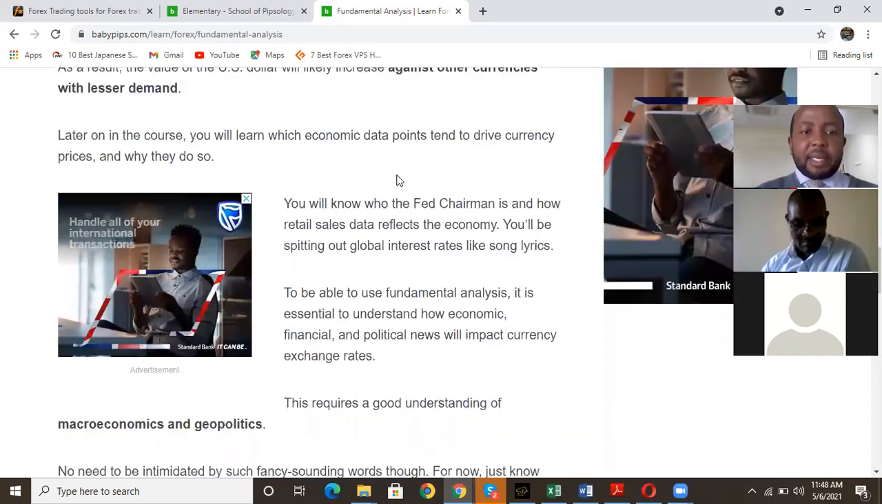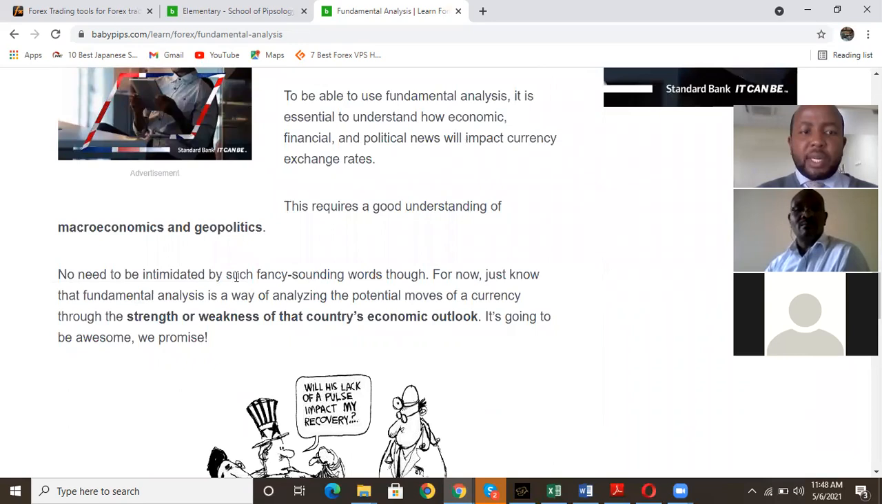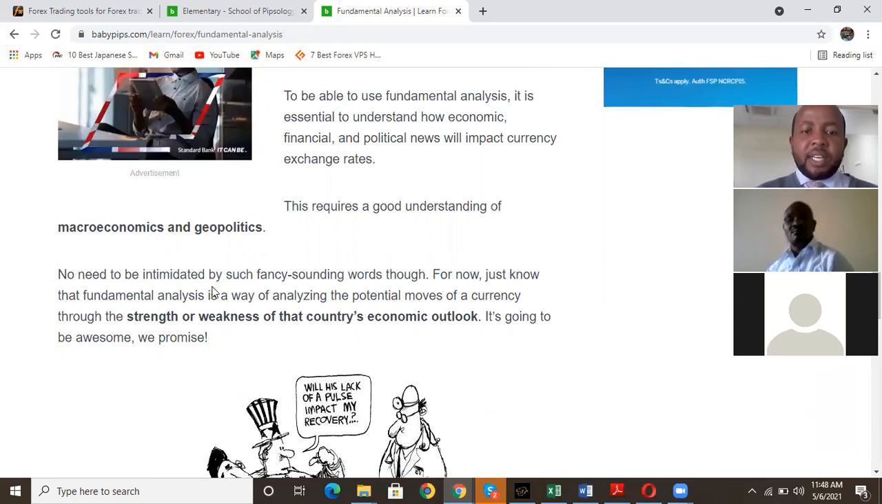You know who the Fed chairman is. So this requires a good understanding of macroeconomics and geopolitics, but you don't need to be intimidated. All you need to know is that fundamental analysis is a way of analyzing potential moves of a currency through the strength and or weaknesses of that country's economic outlook. Of course, it's going to be awesome.